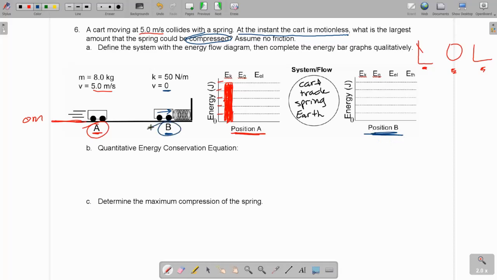Now let's look at the second situation. Let's determine what type of energy is involved with situation B. Here it shows that the cart has compressed the spring, right? And it's not moving.